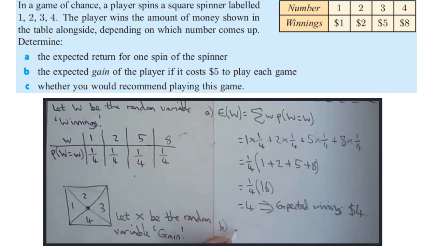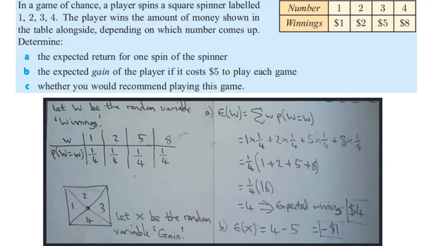Actually write down what it is. So the expected value of X equals 4, the expected income, expected returns, the winnings, minus the cost to play the game, minus 5. So that equals minus $1. Minus $1. So that is not looking too good.